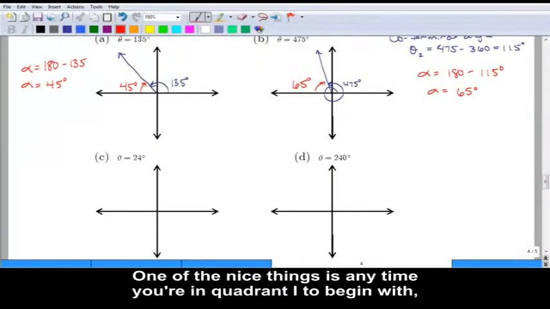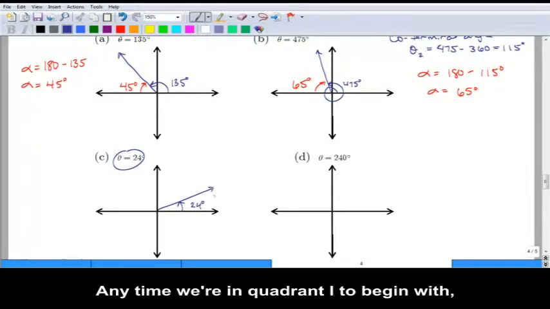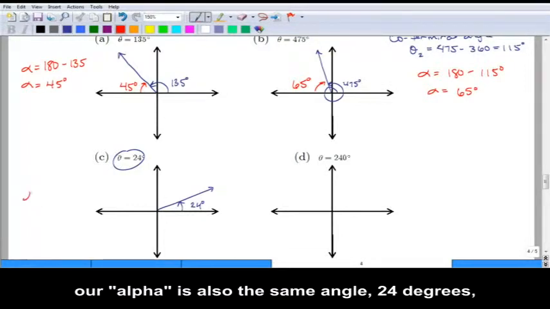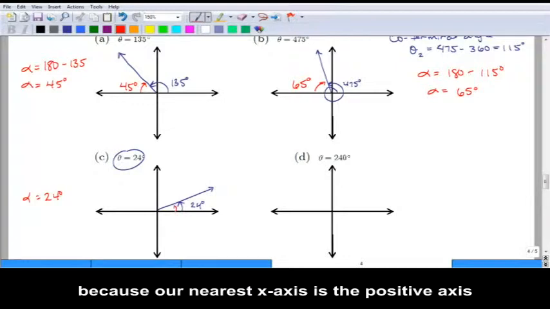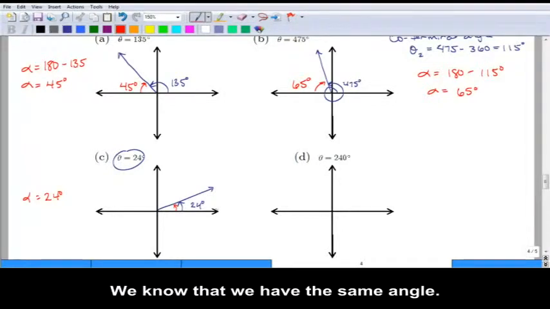One of the nice things is anytime you're in quadrant 1 to begin with, so theta is 24 degrees, somewhere about here, our alpha is also the same angle, 24 degrees, because our nearest x-axis is the positive axis. And so in quadrant 1, we don't really have to do anything to it. We know that we have the same angle. Quadrant 2, we subtract from 180.